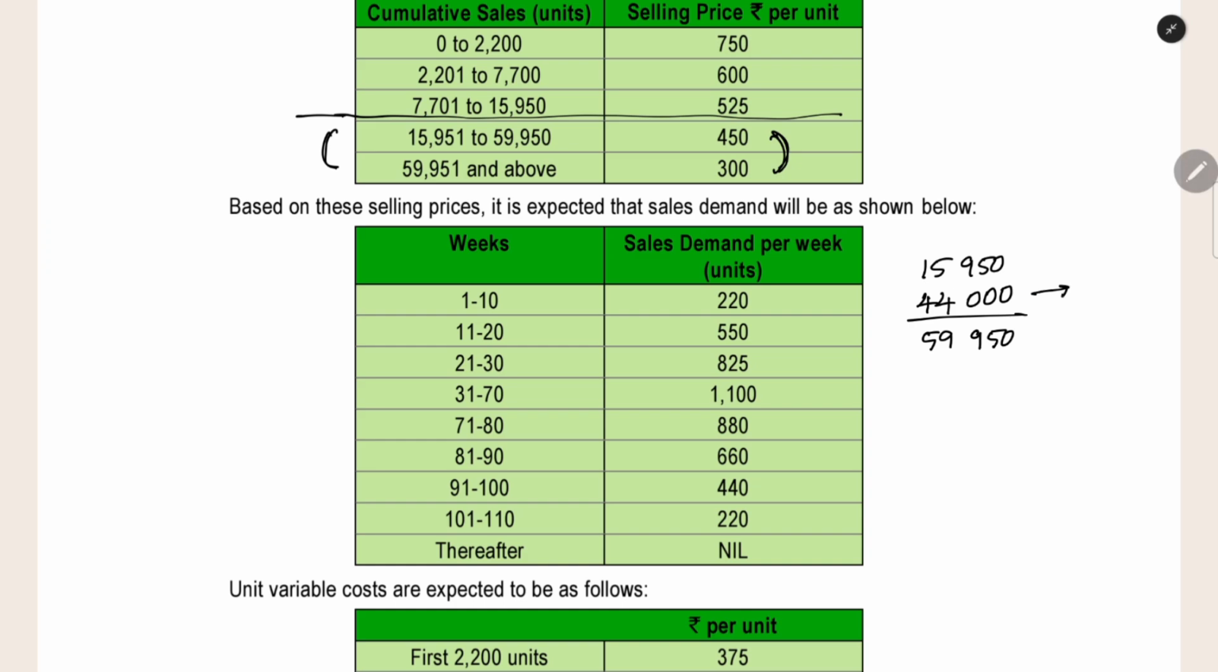This 44,000 units is coming after the 15,950 we already sold. So, 15,951 to 59,950 are the units we are going to sell in the maturity stage. If you calculate the difference between these two, you will get exactly 44,000. So for this 44,000 units, you can match the same interval here. The selling price will be 450. So by this we found out that in the maturity stage, the selling price will be 450.